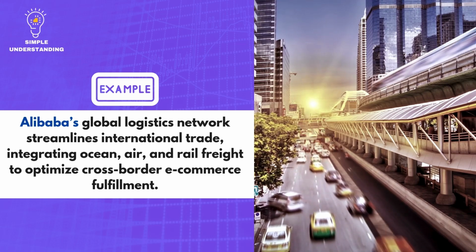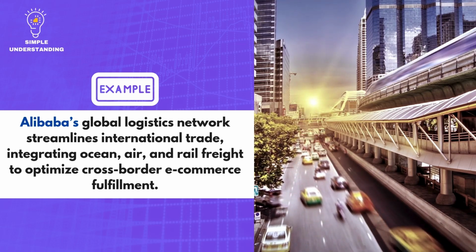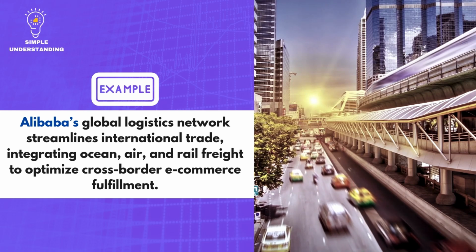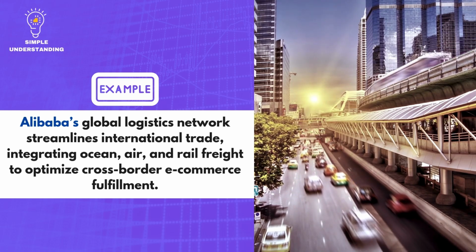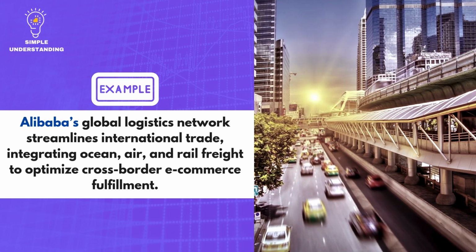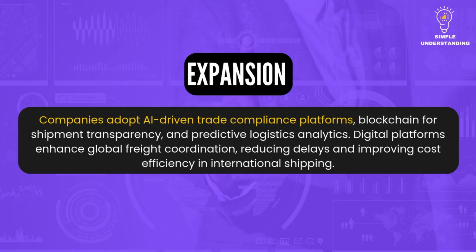Alibaba's global logistics network streamlines international trade, integrating ocean, air, and rail freight to optimize cross-border e-commerce fulfillment. Expansion. Companies adopt AI-driven trade compliance platforms, blockchain for shipment transparency, and predictive logistics analytics. Digital platforms enhance global freight coordination, reducing delays and improving cost efficiency in international shipping.